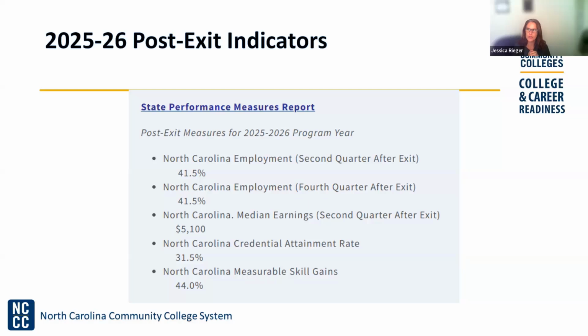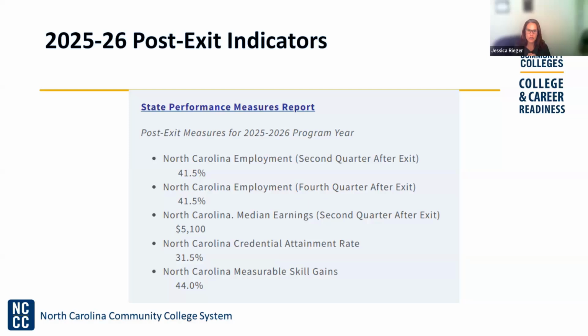So that means if you are a student in the 24-25 program year, six months after that program year ends, so end of December, we're going to check to see if that individual was employed. And if they're employed, what their median earnings are at the time. And then at the end of the 25-26 program year, we go back and look and see. Like in June of next year, we're going to check to see how many folks in the 24-25 program year are employed in that fourth quarter after exit. We also look at their credential attainment rate, and then we also look at measurable skills gains.